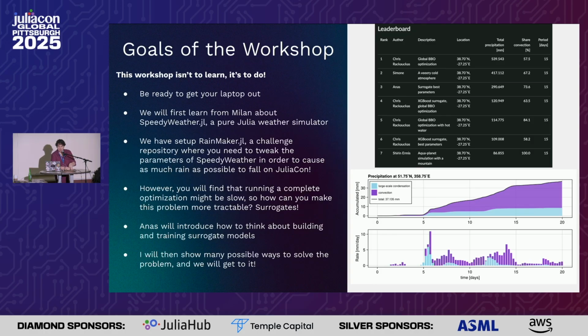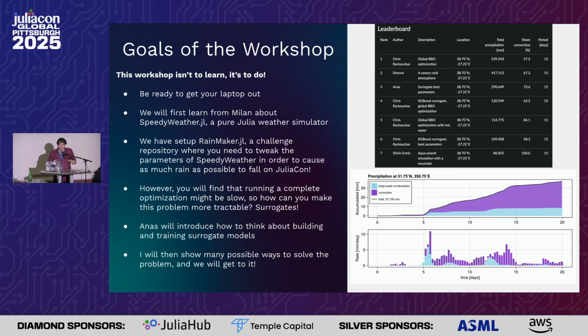So the goal is effectively, there's this whole weather model of the Earth, and there's a part of this Earth that is JuliaCon. And the goal is to find the parameters of the Earth that make it so that it just completely rains on JuliaCon. That's why we call it the RainMaker Challenge. We're here to make it rain, right? So what we want to do is have everyone be running this model and find this optimal point.